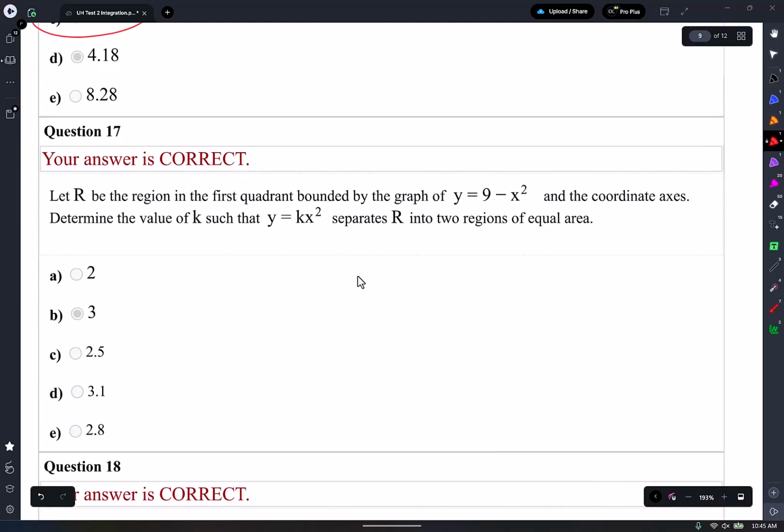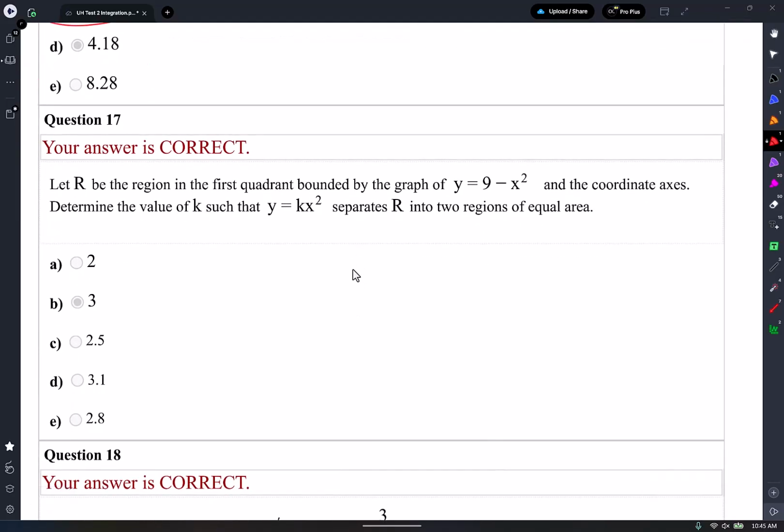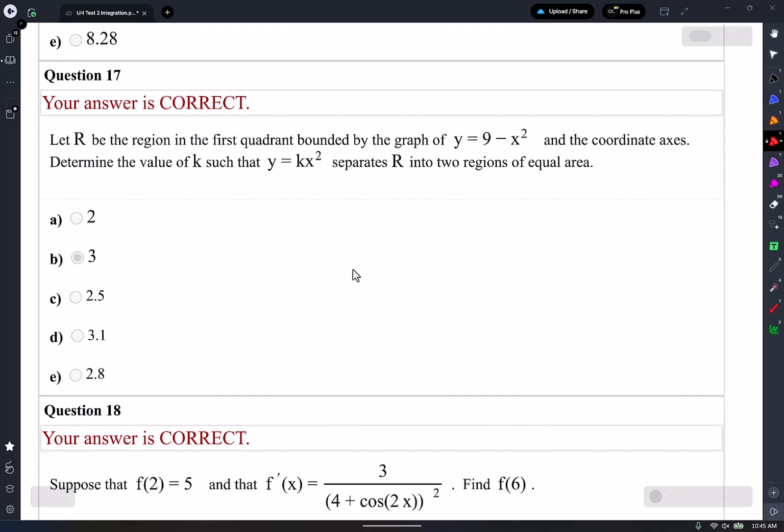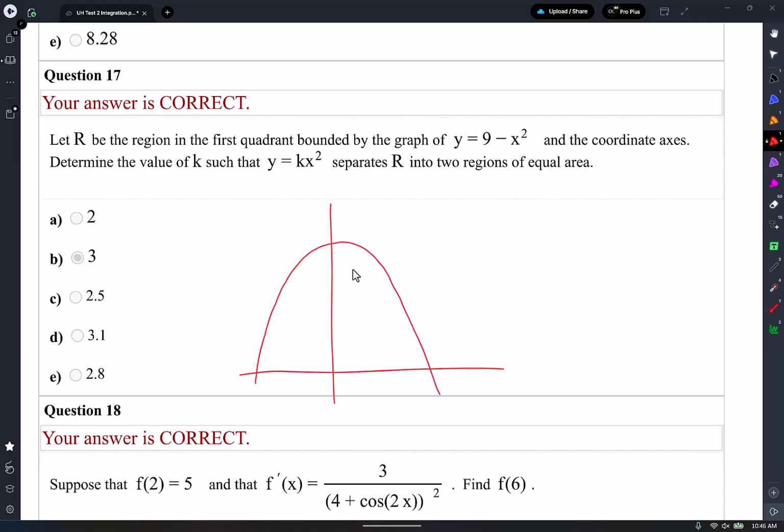Oh, they gave you guys a real hard one here. The AP exam will not have one like this, at least I haven't seen a free response like this one. I've seen some similar, but not at this level. Let R be the region in the first quadrant bounded by the graph of 9 minus x squared, from -3 to 3, and the coordinate axes. Determine the value of k such that y equals kx squared separates R into two regions of equal area.